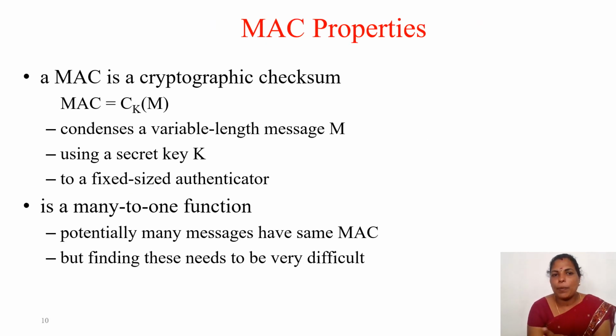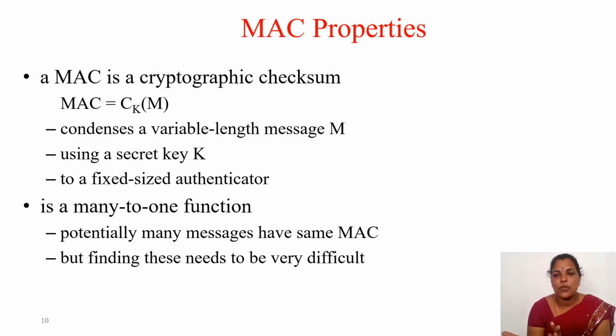Some of the MAC properties include: a MAC is a cryptographic checksum, that is MAC equals C_K of M. It condenses a variable-length message M using a secret key K to produce a fixed-size authenticator. It is also similar to a hash function. It is a many-to-one function. Potentially many messages have the same MAC.